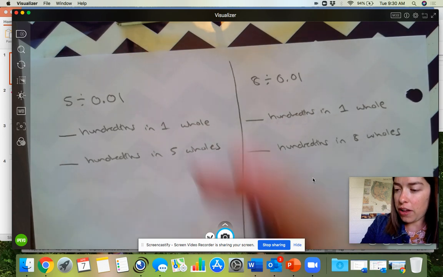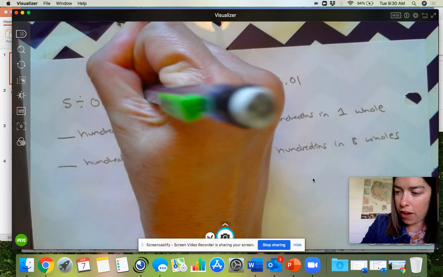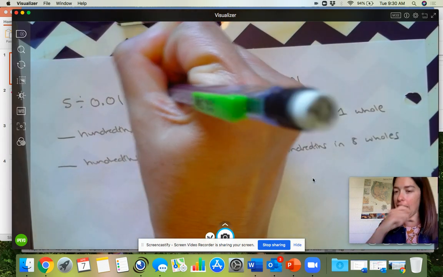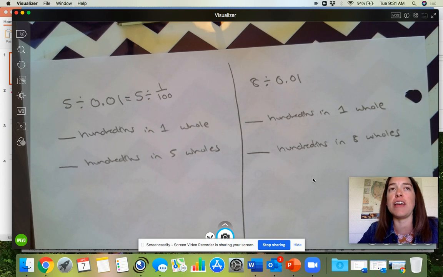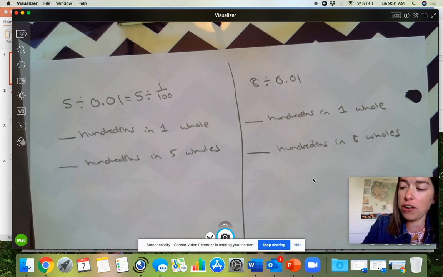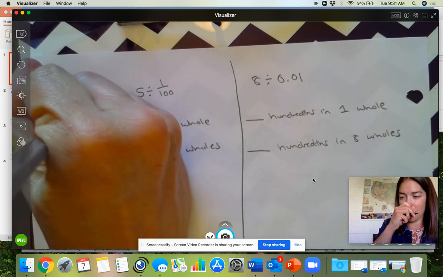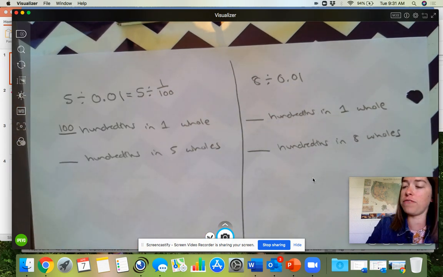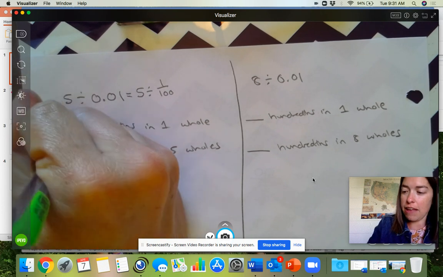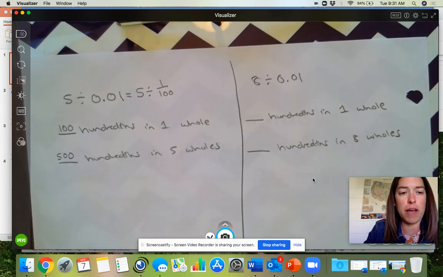5 divided by 1/100 is just the same as 5 divided by 100th. We are acing this, rewriting our decimals as fractions. How many hundredths in 1 whole? Well, just like we know there's 10 tenths in 1 whole, we know that there's 100 hundredths in 1 whole. So then how many hundredths in 5 wholes? 500 hundredths in 5 wholes. I just multiplied by 5.